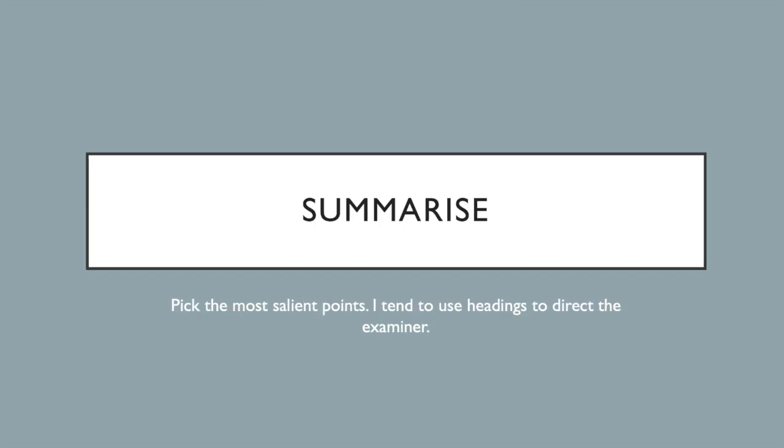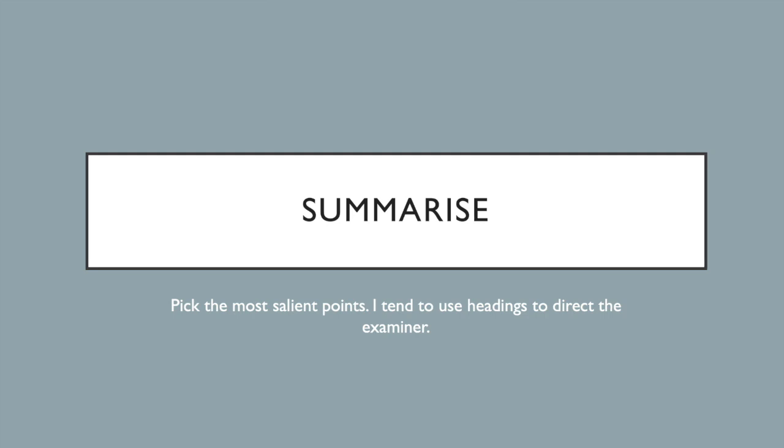You need to summarise your MSE. The most important thing is to pick the most salient points from that history. So start off and say, I've just seen Carl. He's a 25-year-old male who has presented to us today with a history of depression.